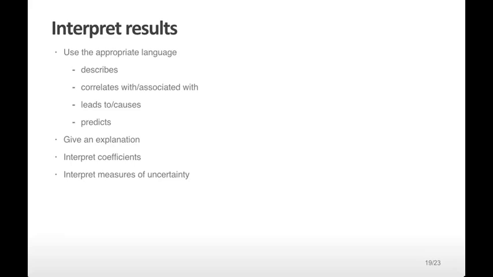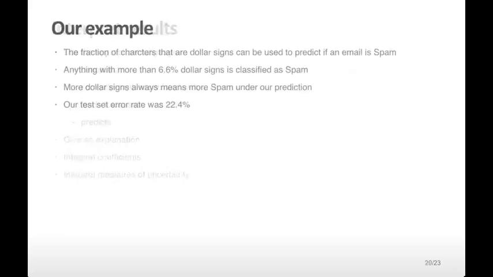It's important to try to explain the associations, causes, or descriptions that you've observed in your data set. You want to do this in plain English, and the goal is to use units and descriptions that can be easily understood by non-technical audiences. You should also interpret coefficients or predictive models so that people can understand exactly how those models work. You also need to report and interpret measures of uncertainty.